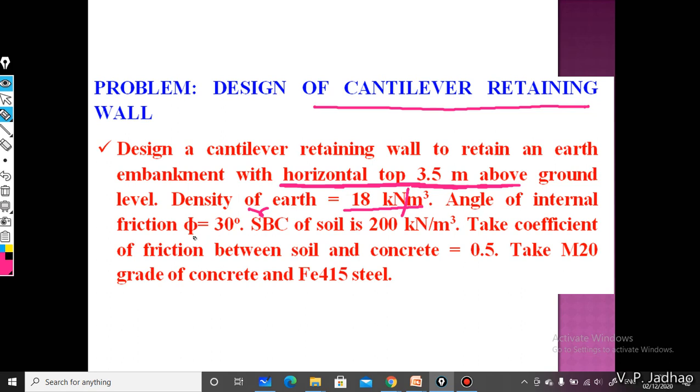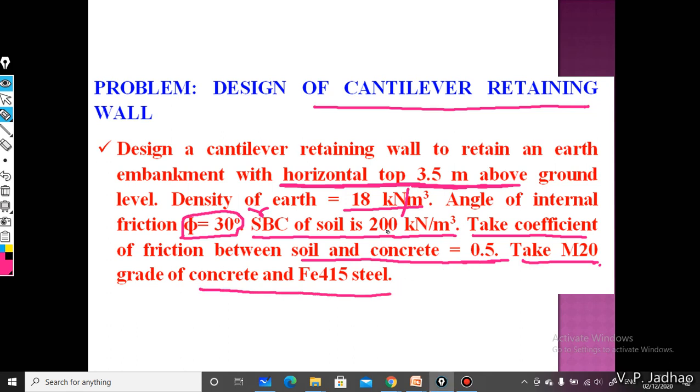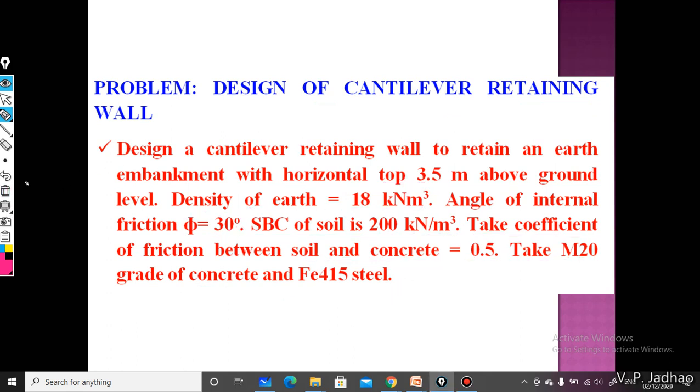The angle of internal friction, the value of phi, is given as 30 degrees, whereas the safe bearing capacity of soil is taken as 200 kilonewton per square meter, and the coefficient of friction between soil and concrete is 0.5. We have to use M20 grade of concrete and Fe415 steel. So this is the problem.